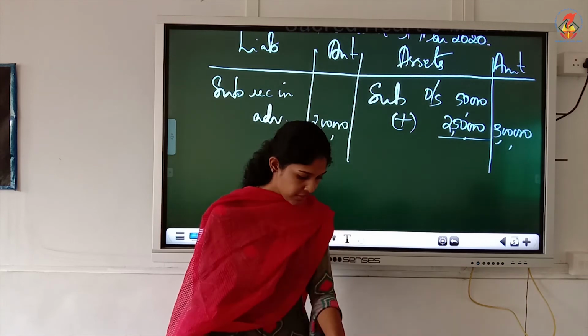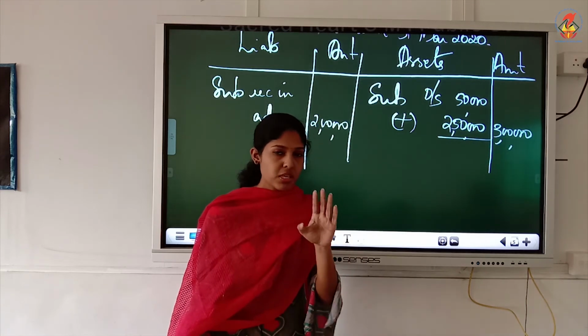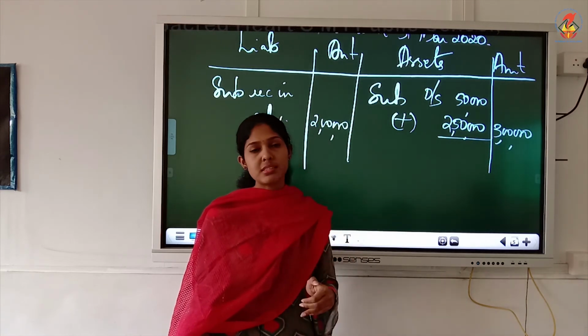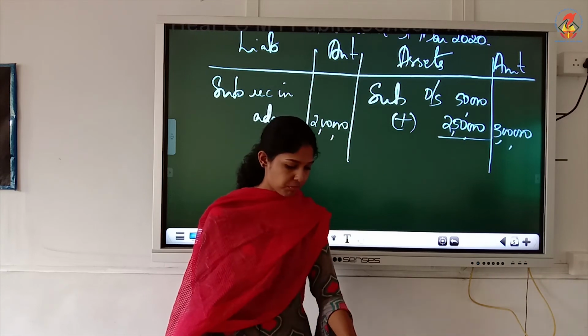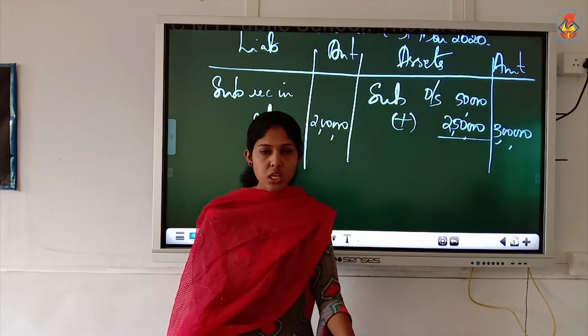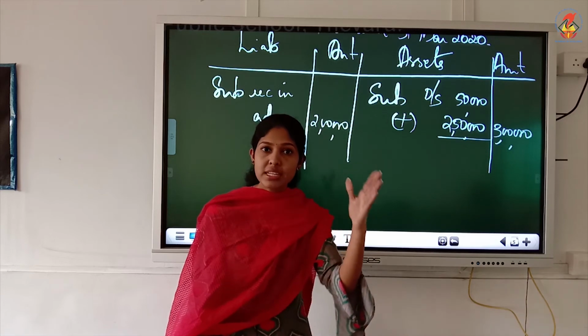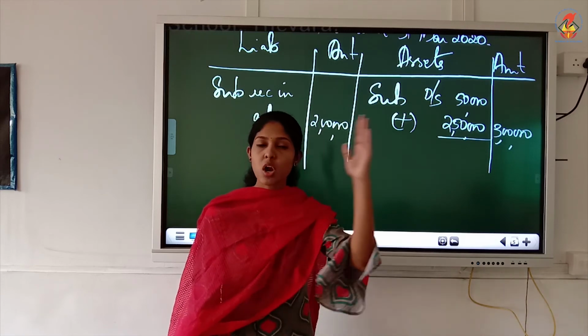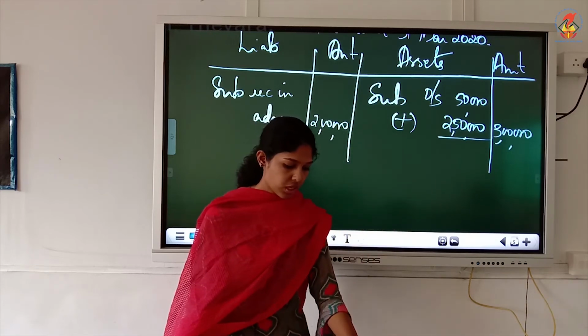Understood? So what you have to remember is all those excluded items we will consider in the closing balance sheet. Why only in the closing balance sheet? Because all these happened only during the year. So these will not be there in the opening balance sheet.